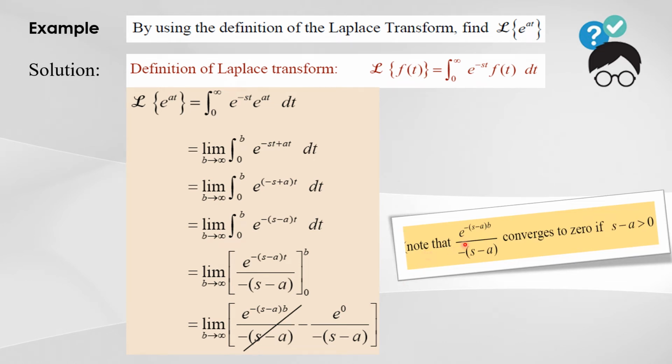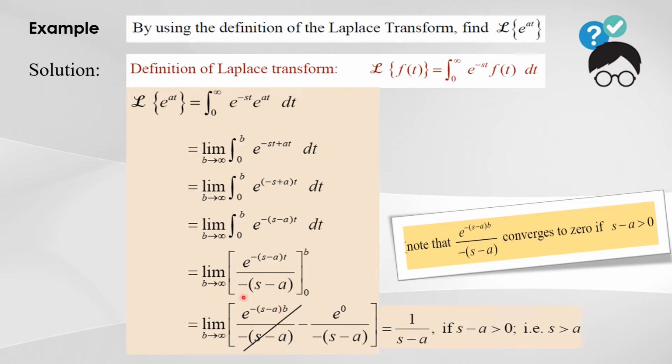Take note that this expression e to the negative (s minus a)b divided by negative (s minus a) will converge to 0 if s minus a is positive. So if s minus a is positive, this limit will converge to 0. In other words, we say the limit exists. So if the limit exists, that means this integral converges. On the other hand, if we take s minus a to be a negative value, then this limit will diverge. So this limit does not exist and therefore the integral diverges.